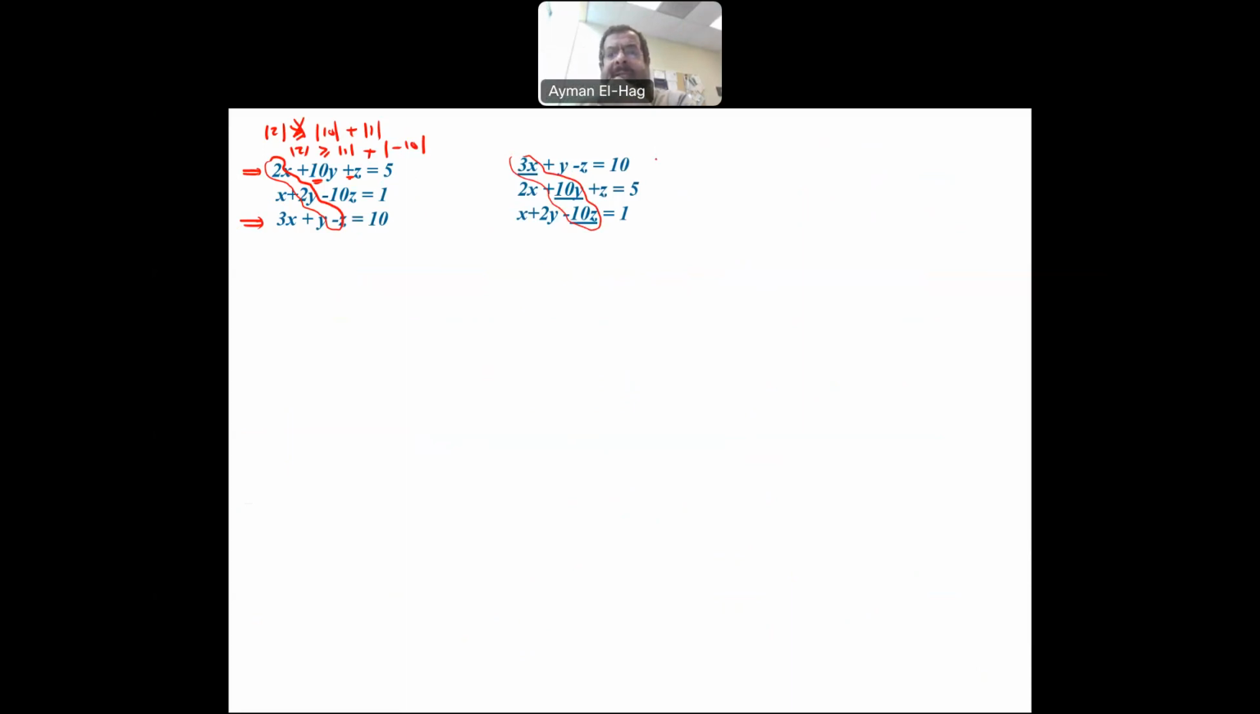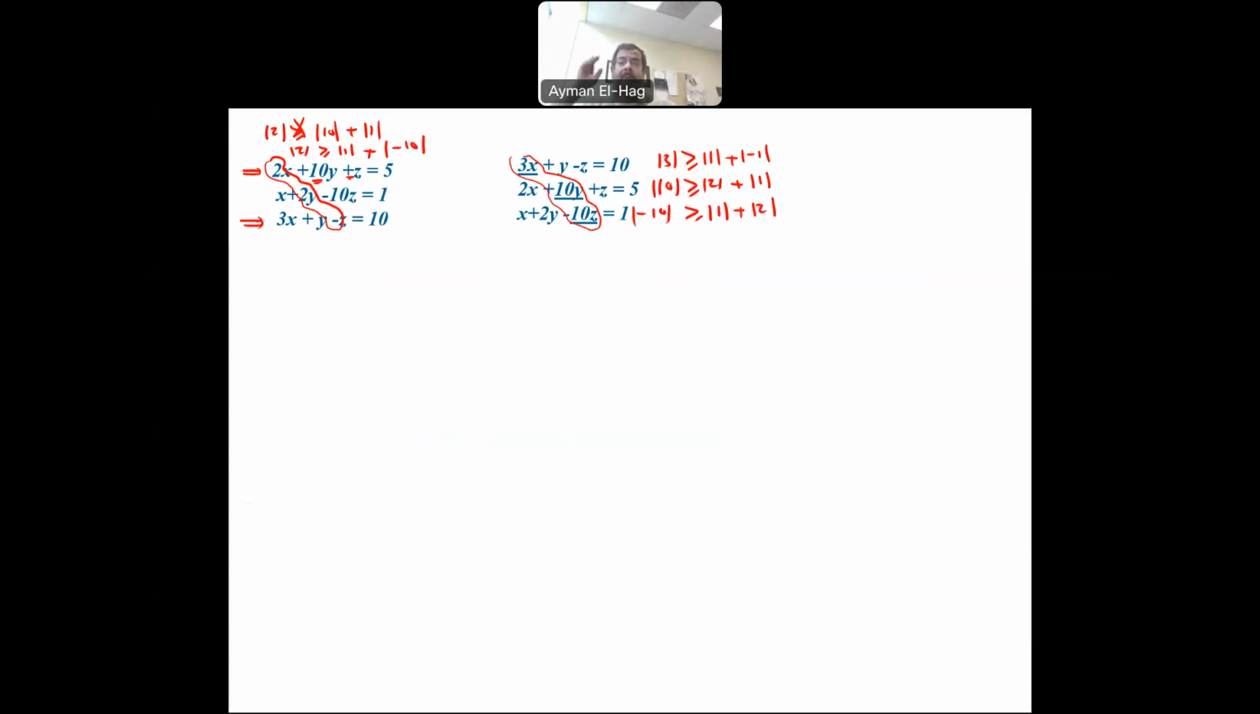So easily here you can see that in the first row, your x coefficient, which is 3, is greater than or equal to the 1 plus the minus 1. If you come to this equation, the absolute value of the 10 is greater than or equal to the 2, the coefficient of x, plus 1, the coefficient of z. And lastly, also, the absolute value of the coefficient of z is greater than or equal to the coefficient of 1 plus the coefficient of 2 of the y.